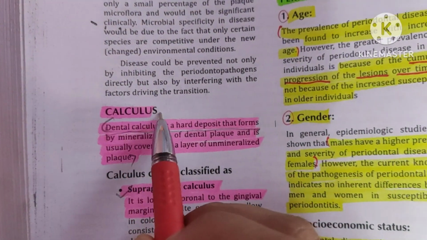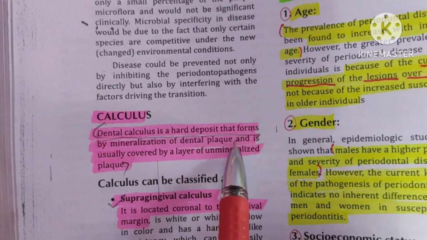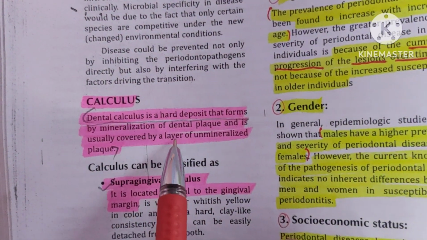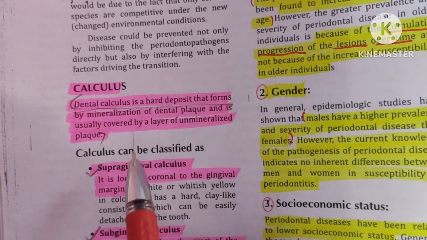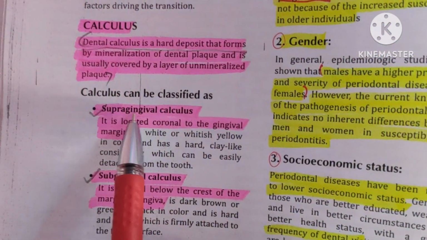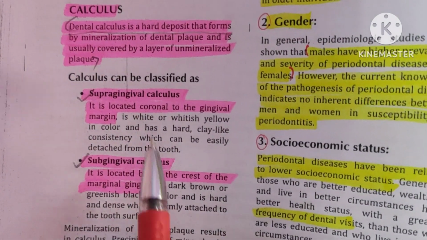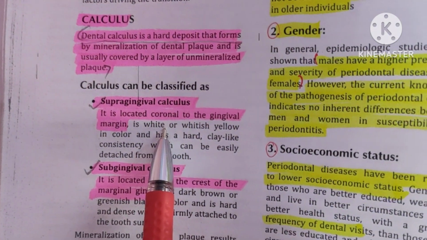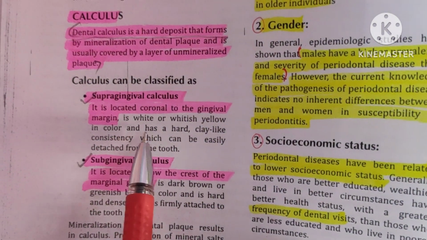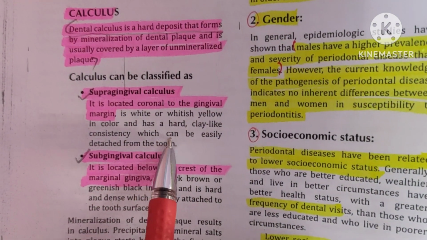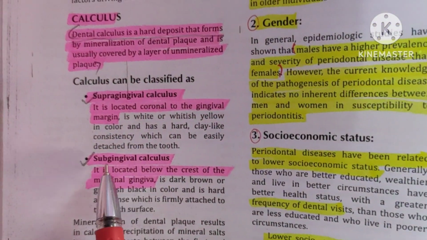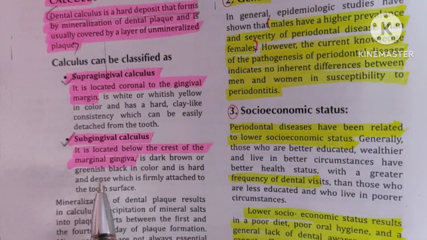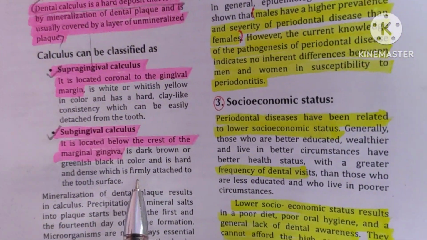Then we have the calculus. Dental calculus is a hard deposit that forms by the mineralization of dental plaque and is usually covered by a layer of unmineralized plaque. Calculus can be classified as supragingival calculus and subgingival calculus. The supragingival calculus is located coronal to the gingival margin. It is white or whitish yellow in color and has a hard, clay-like consistency, which can be easily detached from the tooth. Whereas subgingival calculus is dark brown or greenish black in color and is hard and dense, which is firmly attached to the tooth surface.